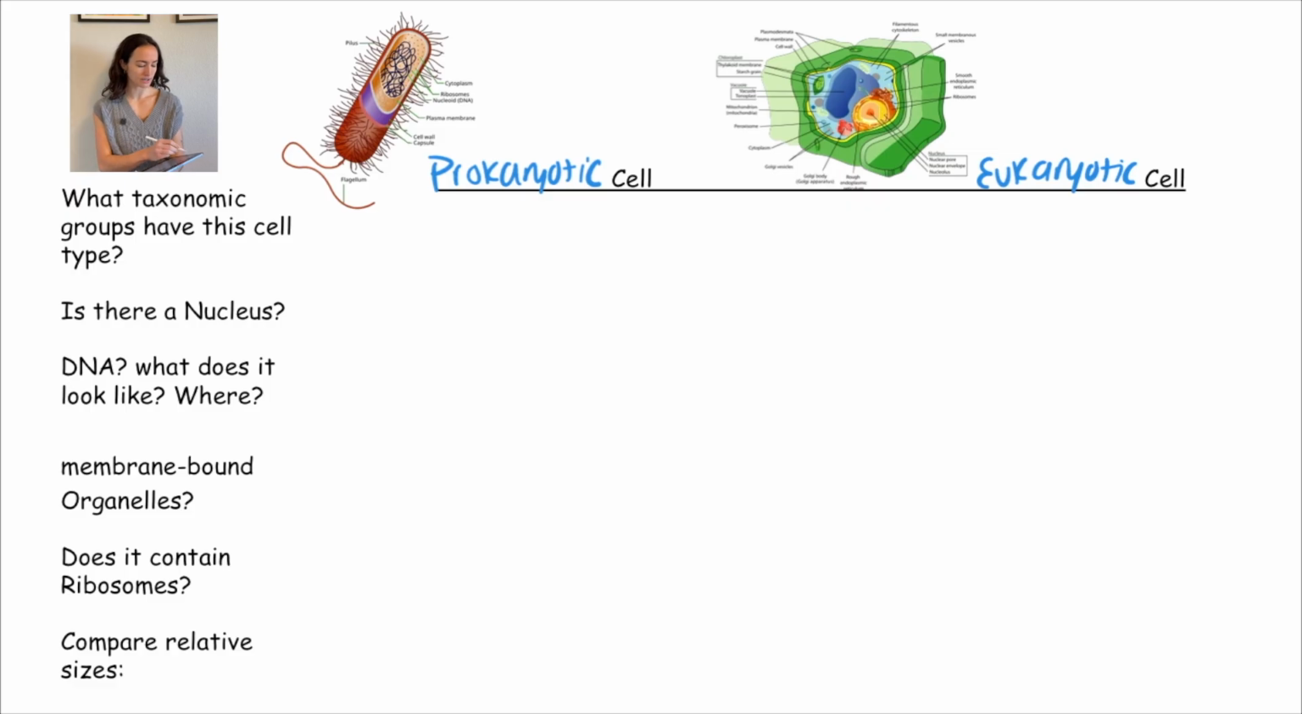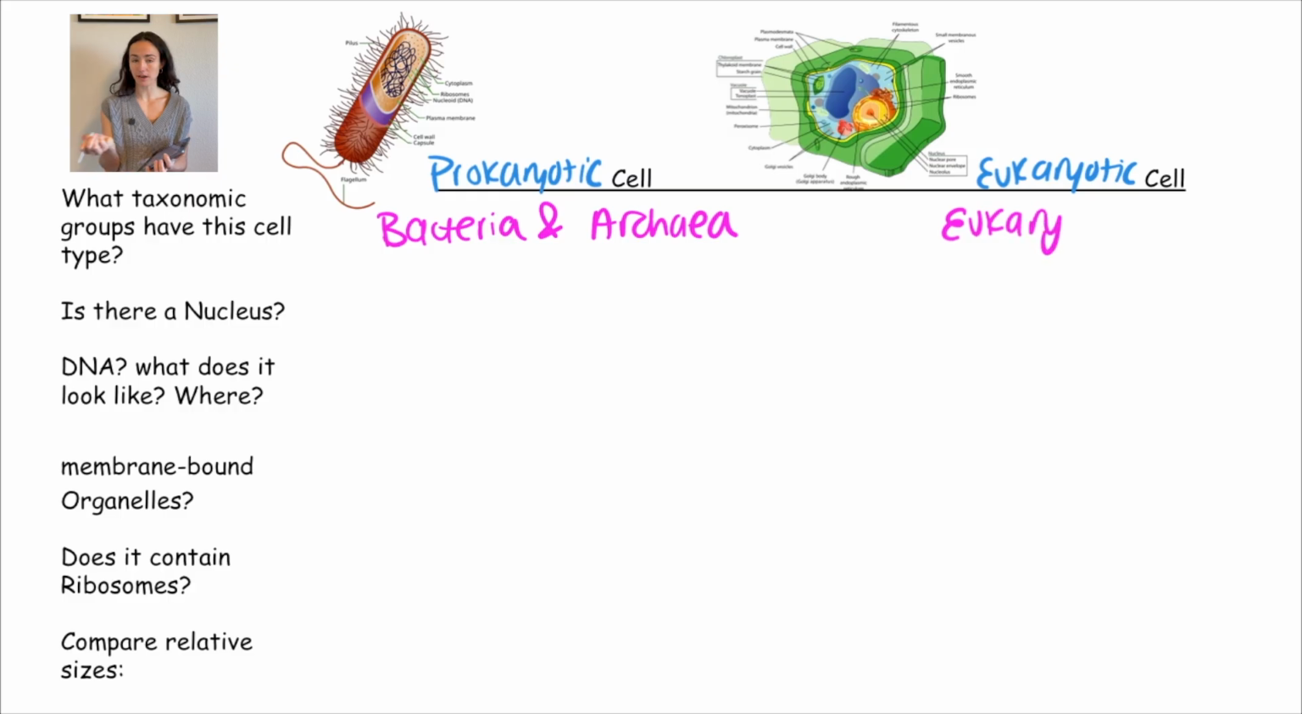So which taxonomic groups have this cell type? We said that for the prokaryotic, it's the bacteria and the archaea. The eukarya have the eukaryotic cell type. And in eukarya, we have us, humans. So I should say more broadly, animals, things like fungi, plants, and more.